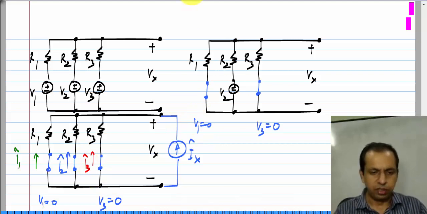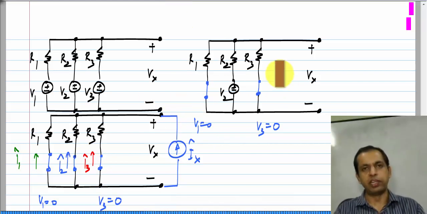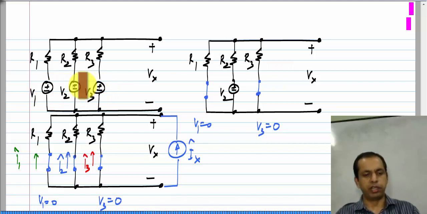So, this network, the reciprocal network, remains exactly the same for all these three cases. Remember, I have three sources here, V 1, V 2, V 3. I can do superposition by taking one of them at a time. Each one of them will give a different network. By different network, I mean, in one case V 2 and V 3 are replaced by short circuits, in the other case V 1 and V 3 are replaced by short circuits, and in the third one V 1 and V 2 are replaced by short circuits.